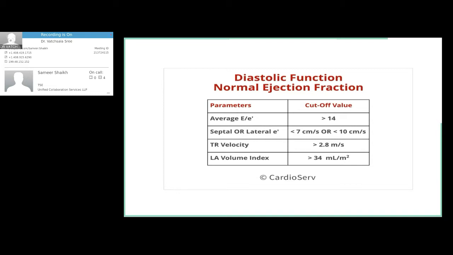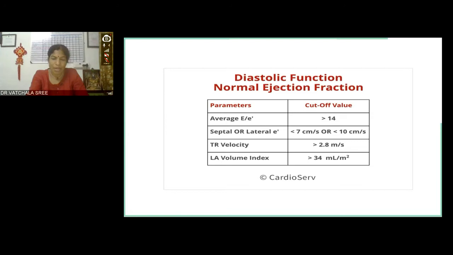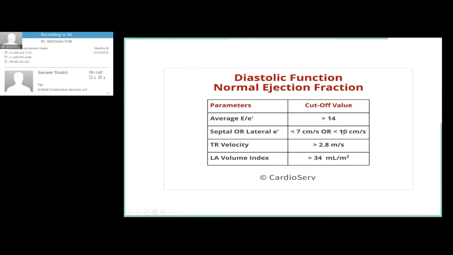Okay, and you should know these numbers. These numbers are very important. The normal should be less than 14. If it is more than 14, it is abnormal. Again, we have the septal or the lateral E dash as assessed by the tissue wave Doppler at the mitral septal annulus or the lateral annulus, and any value less than 7 or less than 10 respectively is abnormal. Normally, the mitral septal E dash assessed at the annular level will be more than 8 or the lateral will be more than 12. Anything less than 7 or anything less than 10 is abnormal.